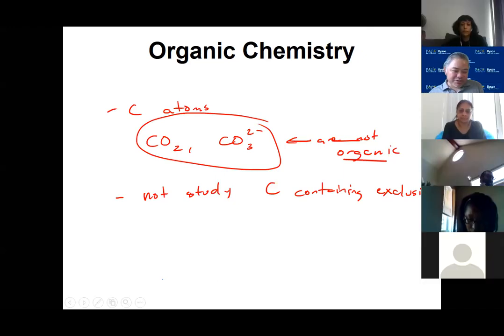Okay, so usually most of the organic compounds contain hydrogen in addition to carbon. Okay, because I think some books would say exclusively the study of carbon containing compounds, but carbon dioxide has carbon, but it's not organic. It's an inorganic material. Okay.